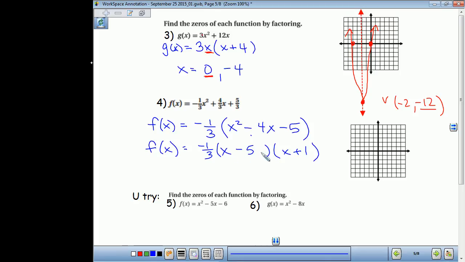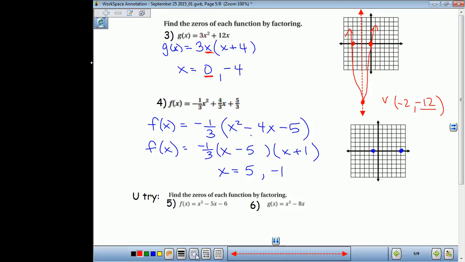So, what would make this factor equal to 0? 5. So I have an x-intercept of 5. That's one of the zeros of the function. What would make this factor equal to 0? Negative 1. So I have another x-intercept at negative 1. That is also a 0 of the function.